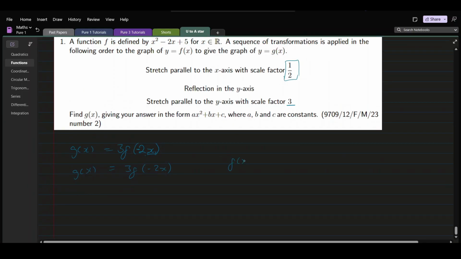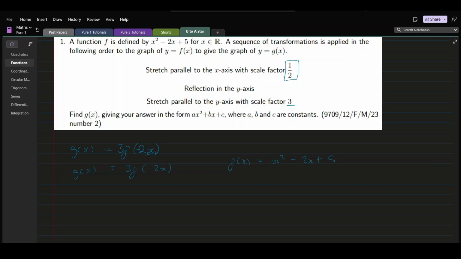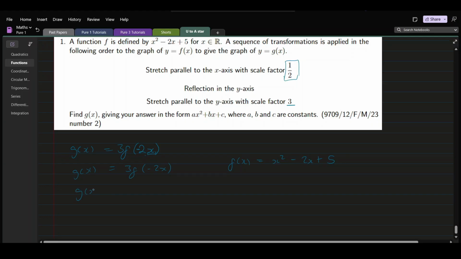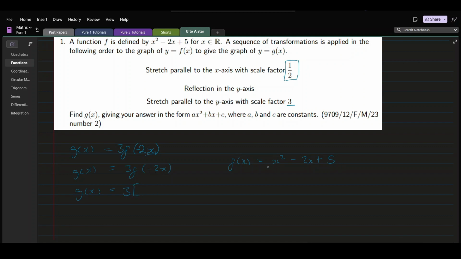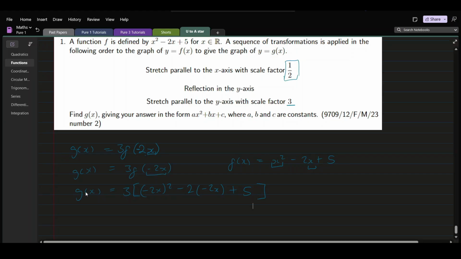Well, given that f of x is equal to x squared minus 2x plus 5, this becomes g of x is equal to 3 times f of -2x. That means wherever there's an x, you're going to substitute with -2x. So that becomes -2x squared minus 2 times the x here, so that's -2x, plus 5. Then let's close our bracket.